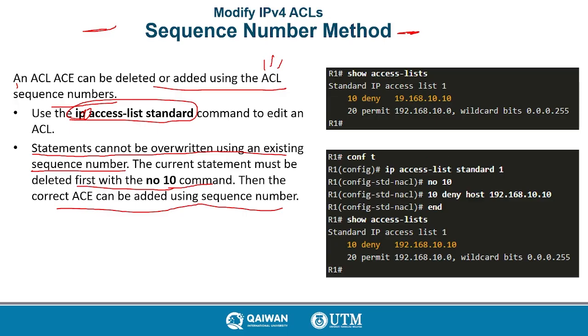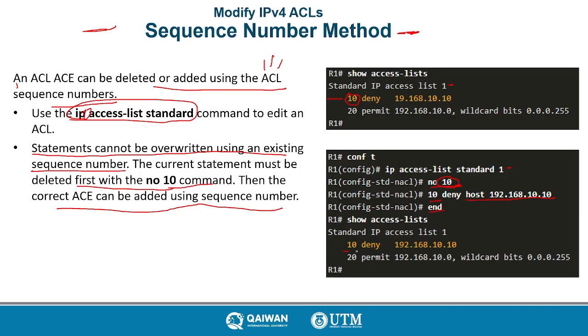So we are inside the privilege mode. We say show access list. Now we know that we have standard IP access list 1. Now we go into configure terminal and IP access list standard 1. So what will we do? We say no 10, which means that I don't have any 10. Now what will I say? I'll say 10 deny host 192.168.10.10. What is no 10? It is this number 10. After that I'll say end and then show access list.